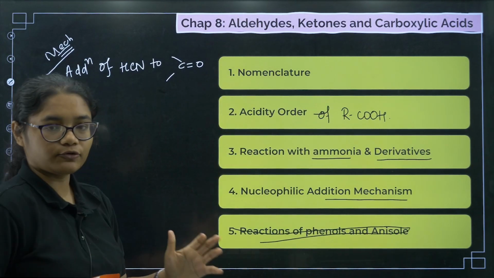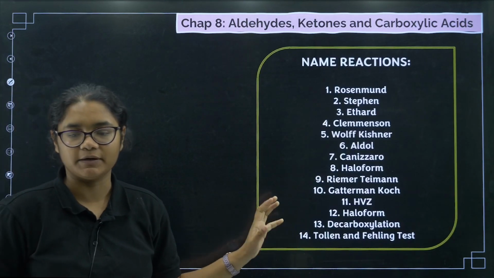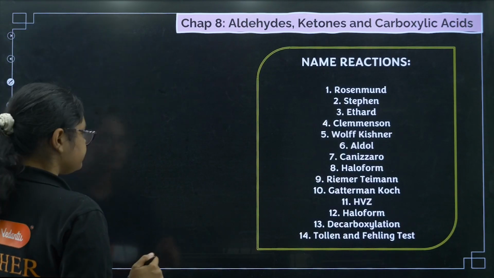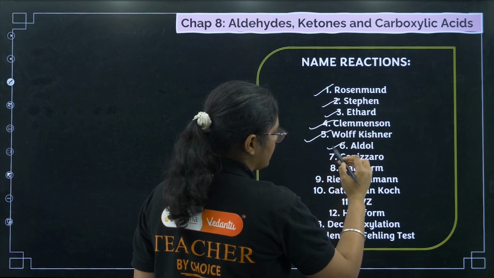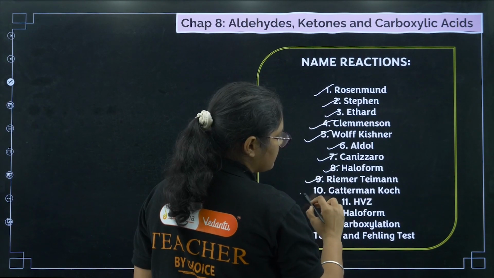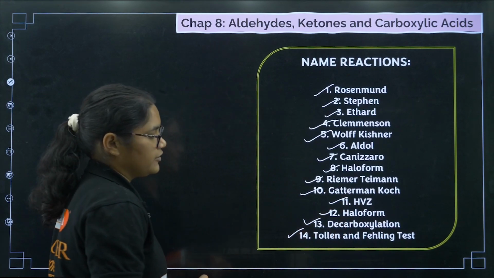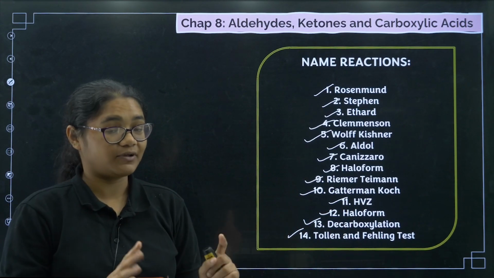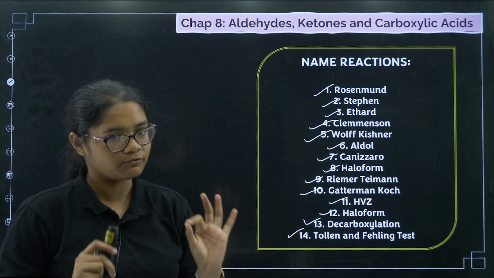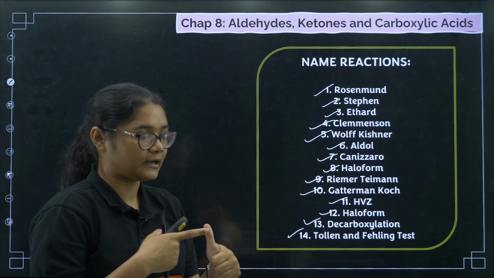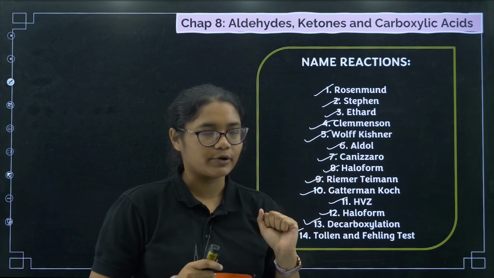Now, this chapter has the maximum number of name reactions, so I will give you the list of name reactions in this chapter. You can focus on Rosenmund reaction, Stephen reaction, Etard reaction, then Clemmensen, Wolff-Kishner, Aldol, Cannizzaro, haloform reaction, Reimer-Tiemann, Gattermann-Koch, HVZ reaction, decarboxylation, Tollens reagent and Fehling's reagent. Apart from this, if I have left any other name reaction, please comment down, students, but these are the main name reactions that you have to follow. Please remember their statement and the example.